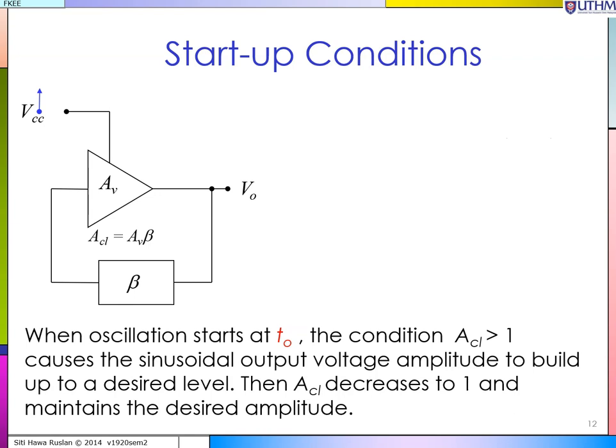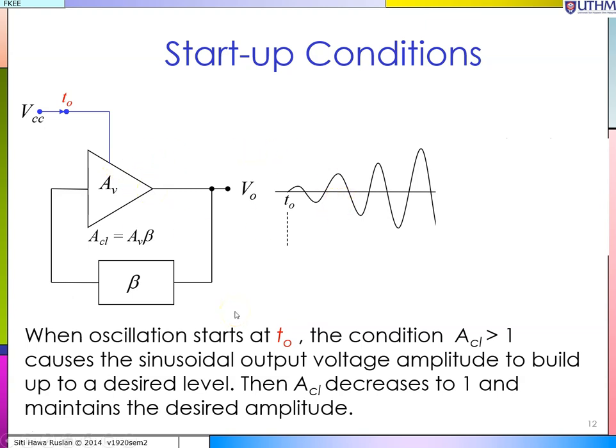I have mentioned that an oscillator does not need to have an input source. What it needs is just a power supply, which is your VCC. At the time t0 over here, once you connect the circuit to the power supply, what will happen is several sinusoidal waveforms will be created by the circuit. Okay, and these sinusoidal waveforms will be amplified and fed back to the feedback network. The feedback network will choose one of the frequencies and feed it back to the amplifier.